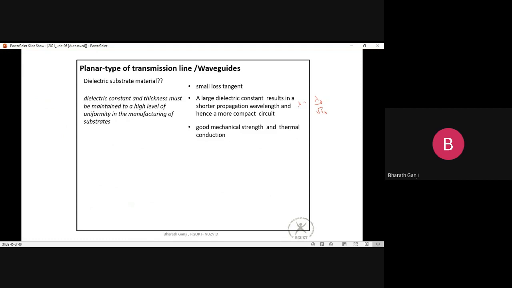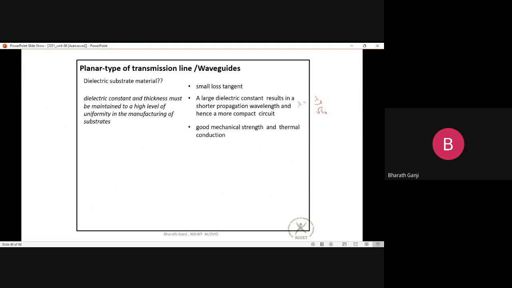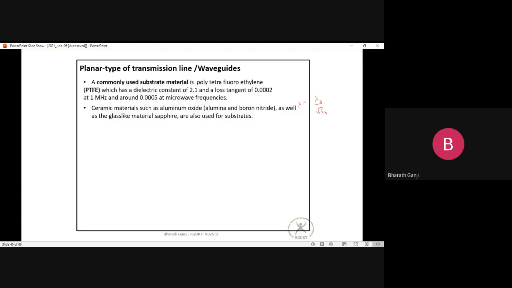And of course whatever thickness you take, the dielectric strip thickness, that thickness has to be maintained, okay, because that thickness determines most of the characteristics of your circuit. So the manufacturing of these planar substrates is always a huge responsibility. The most common one that is used is PTFE, polytetrafluoroethylene, with a dielectric constant of 2.1 and a loss tangent of 0.002.